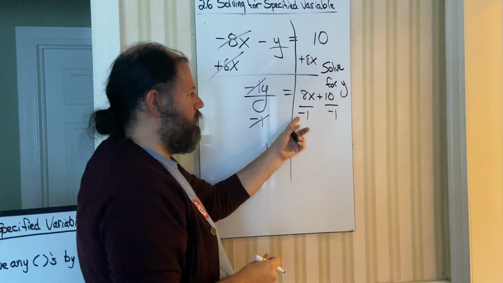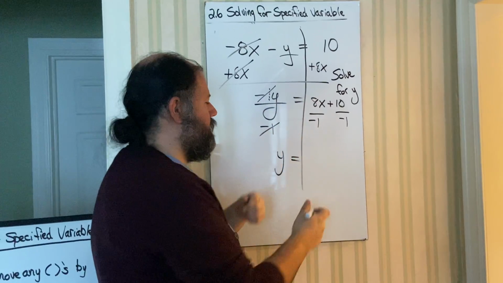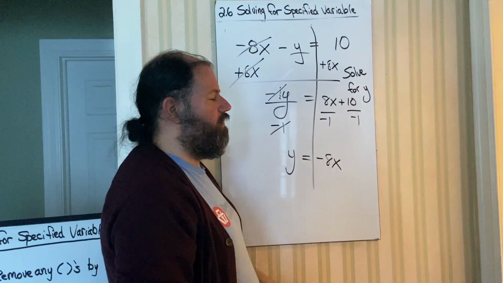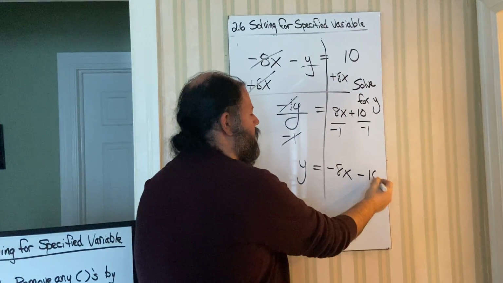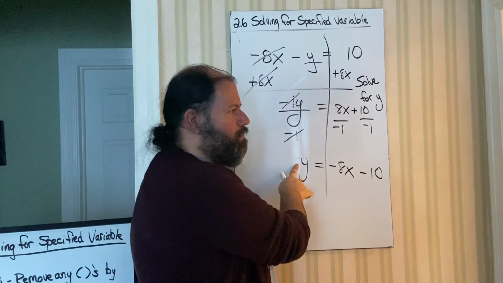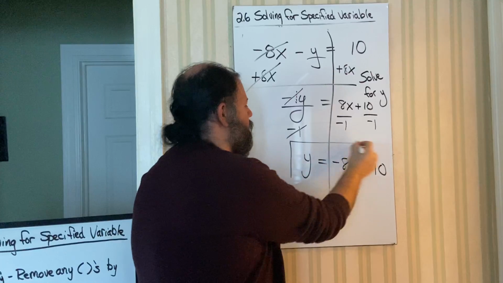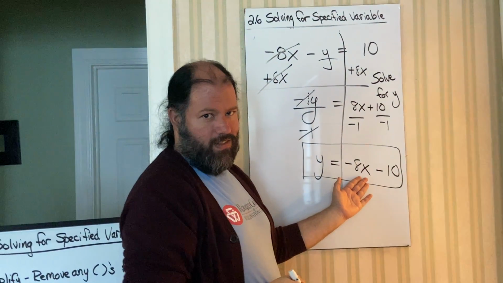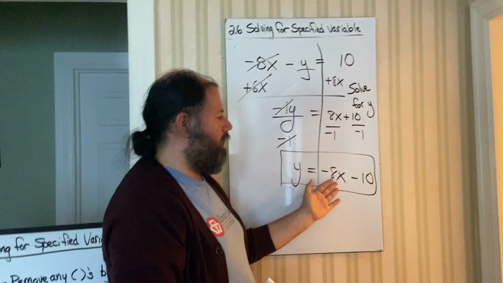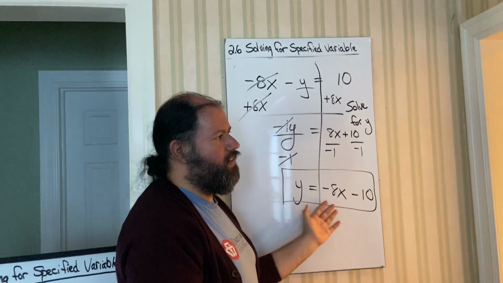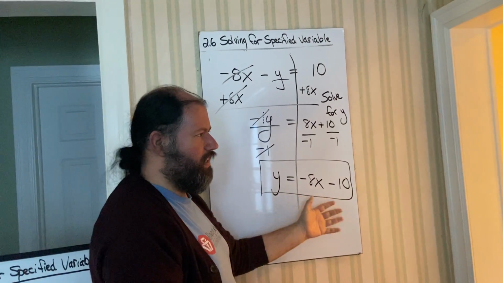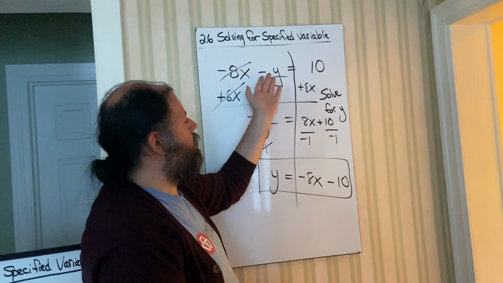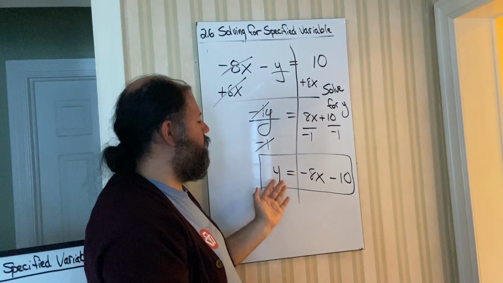Positive 8x, divided by negative 1, you get negative 8x. Positive 10, divided by negative 1, negative 10. Notice y is by itself. Doesn't matter that your answer has a variable, because we're dealing with algebra, you're going to start learning that a lot of our answers are going to still have variables in there. You're not going to have just a number answer. So all I did was tweak the equation to get y by itself.